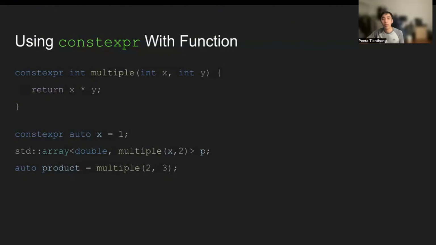If we return the multiple of 2 and 3 to the variable products, you can do that as well. And this calculation is done at runtime. That means we should declare constexpr whenever possible, because we can do it at runtime and compile time as well.